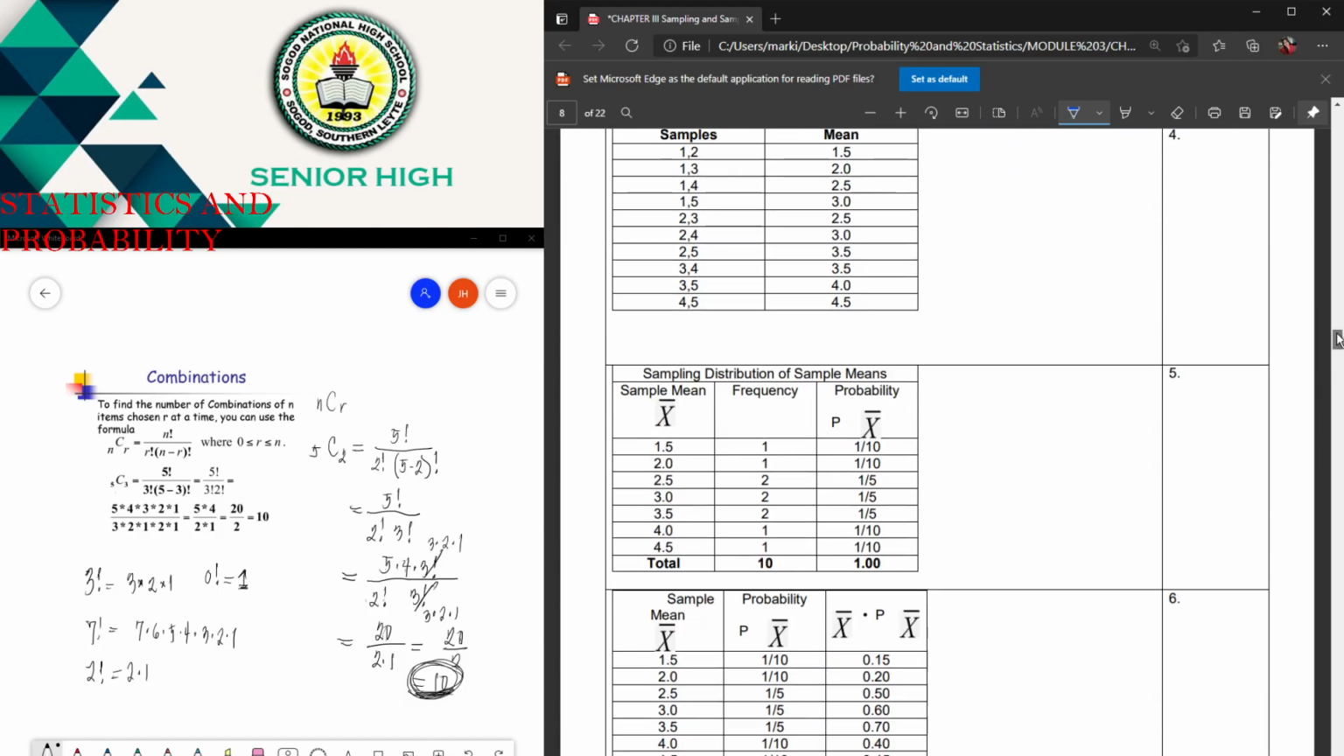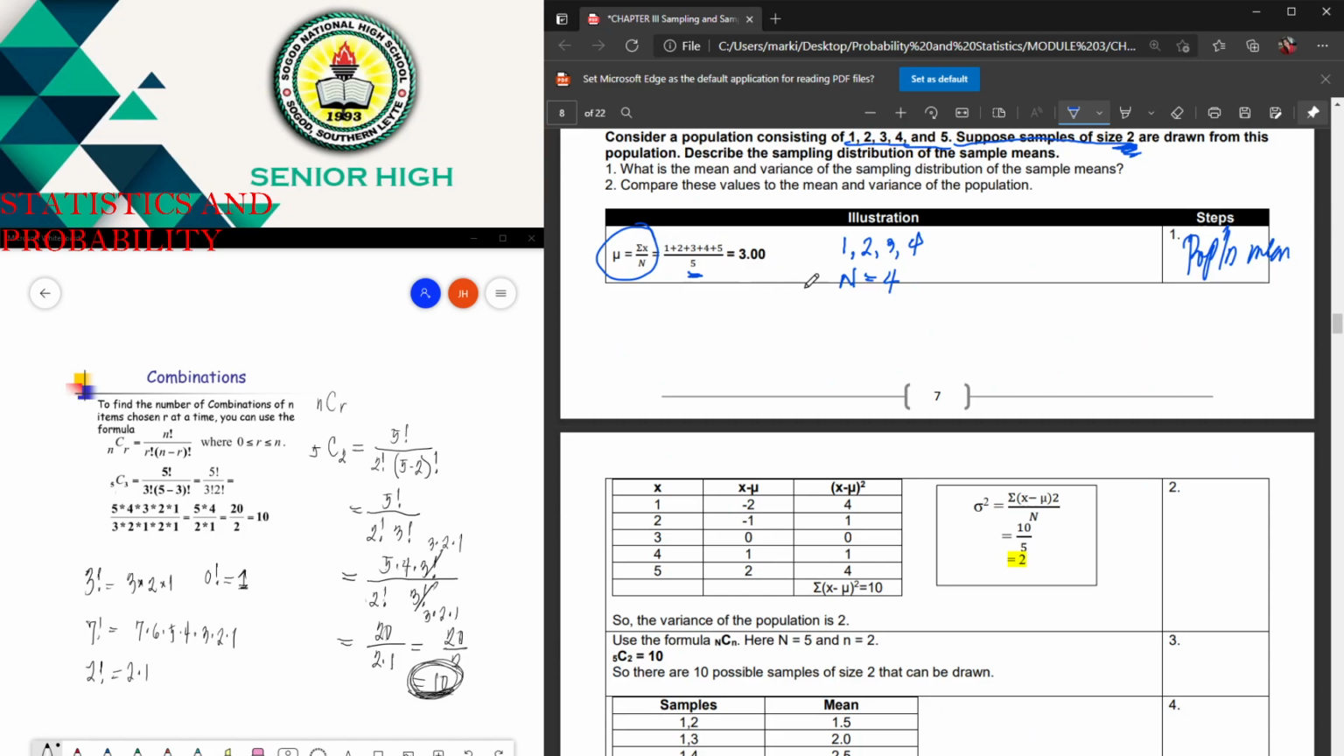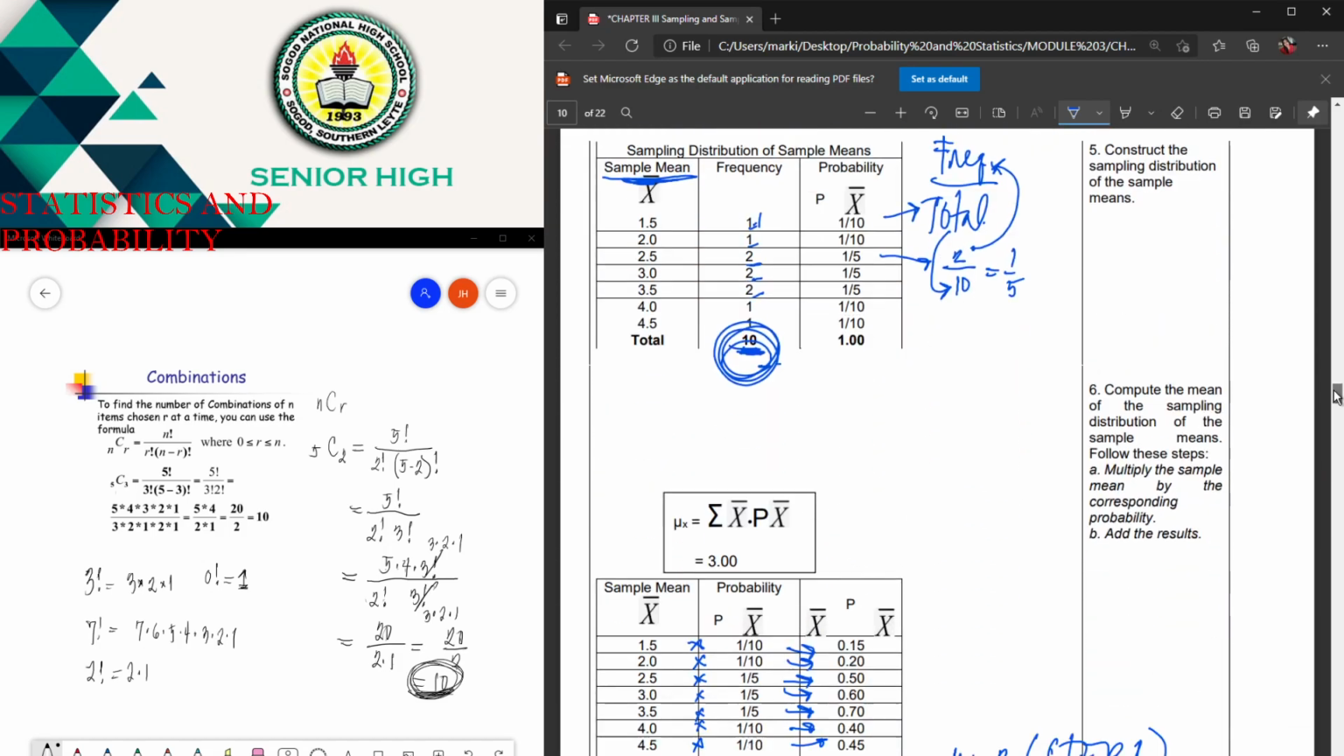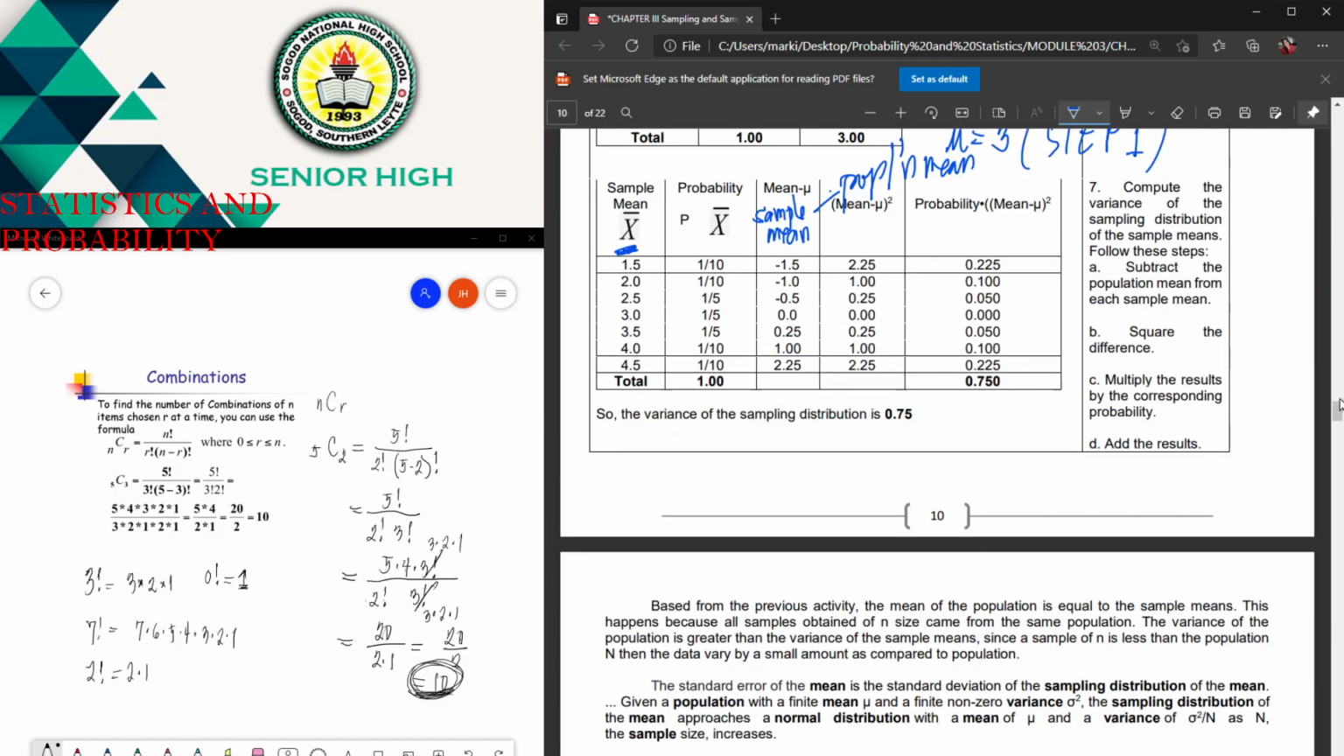Let's go back to step 1. Okay, this is the population mean. This is your step 1. So, 3. Alright, let's continue to our table. So, this is 1.5 minus 3, which gives negative 1.5. Then 2.0 minus 3, 2.5 minus 3, 3.0 minus 3, and 3.5 minus 3.